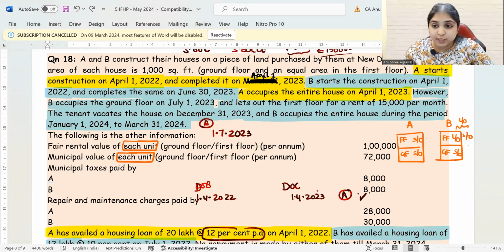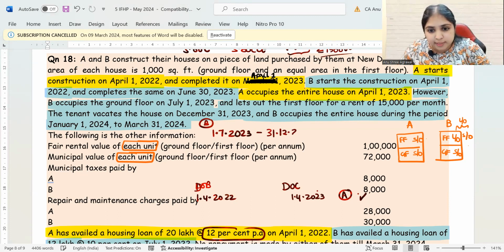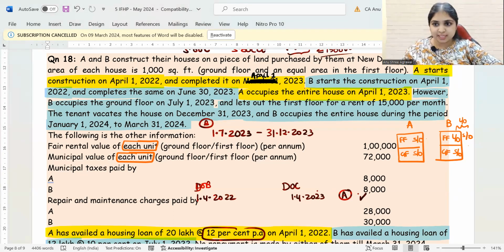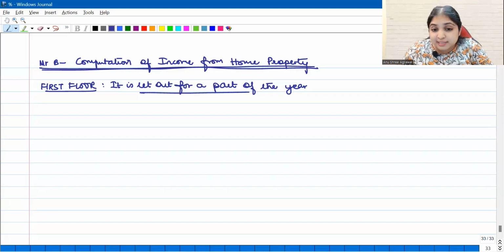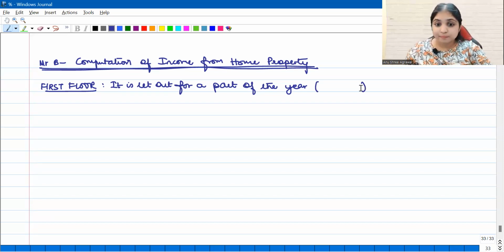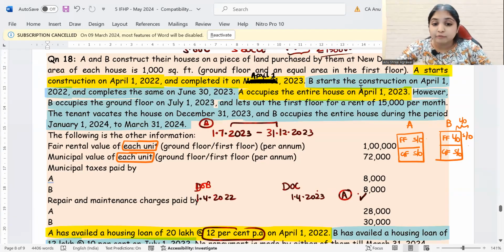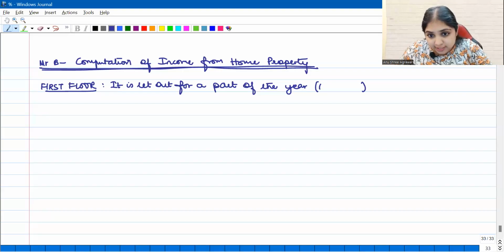So, 1st July 2023 only, he started giving it on rent. And the tenant occupied the house till 31st December 2023. After that, we self-occupied Jan, Feb, March, 3 months. So now tell me, when I say that it was let out for a part of the year, for how many months was it let out? You can't say 9 months. You'll have to say July, August, September, October, November, December. Only 6 months.